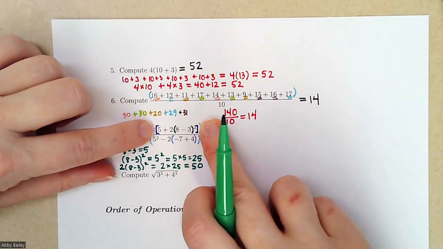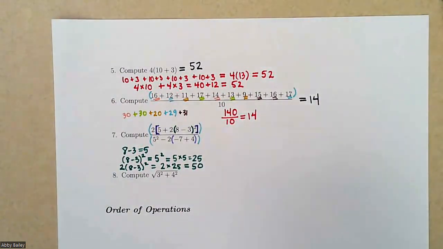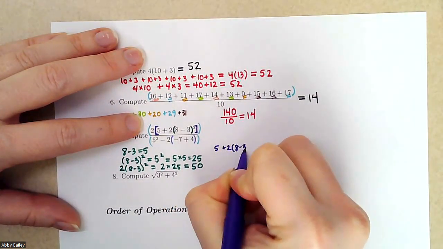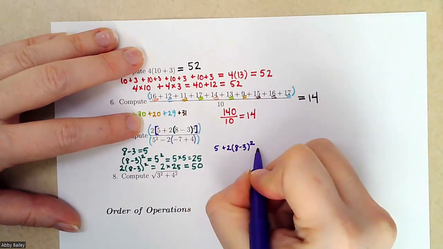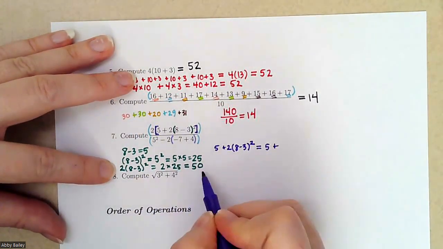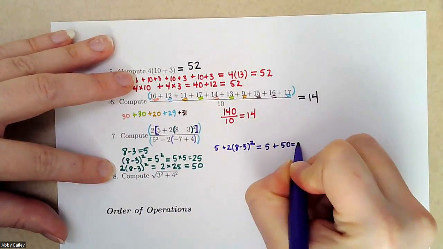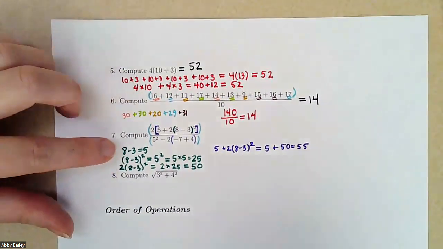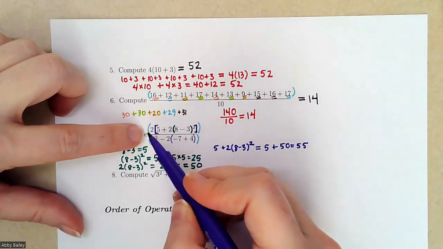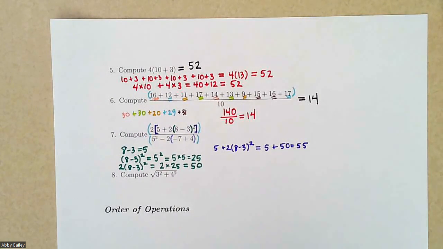Now I'm looking at purple in its entirety, which adds a 5. So 5 plus 2 times 8 minus 3 squared is equal to 5 plus, well, 2 times 8 minus 3 squared was 50. So this is 55. So inside the purple brackets right there is 55. And now we multiply it by 2. We double it.